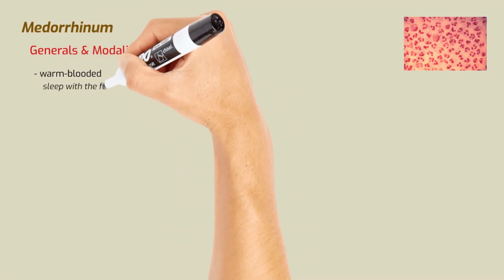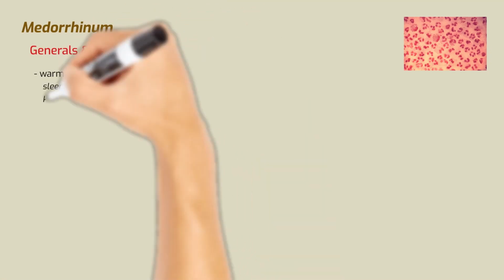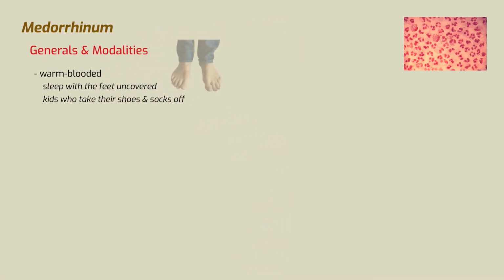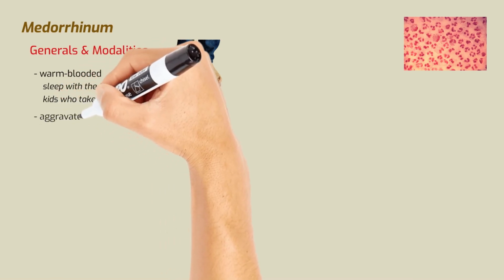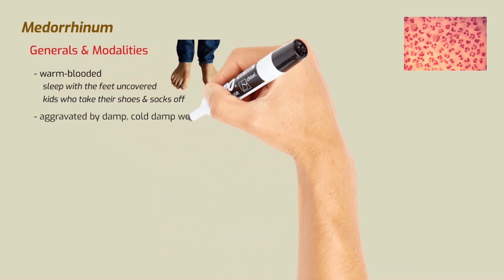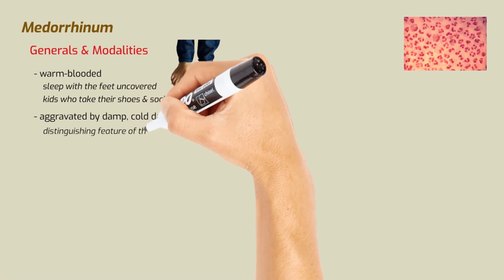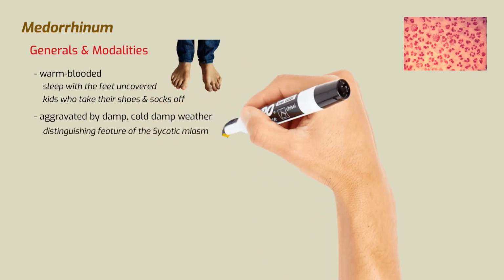Okay, so for starters, most Medorrhinum cases are decidedly warm-blooded. The feet are hot and they sleep with their feet uncovered. These are the kids, for example, who take their shoes and socks off as soon as they get home from school. And in spite of being warm-blooded, Medorrhinum's symptoms are aggravated by damp weather, especially cold, damp weather. Remember that this aggravation from damp is a distinguishing feature of the psychotic miasm.